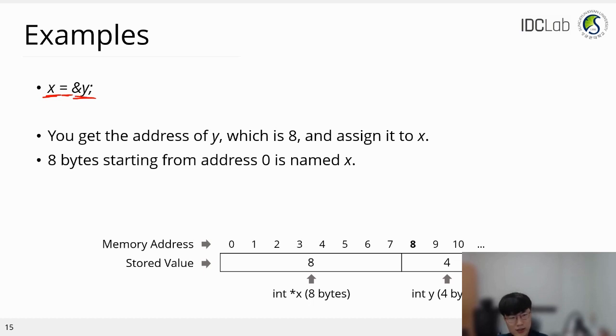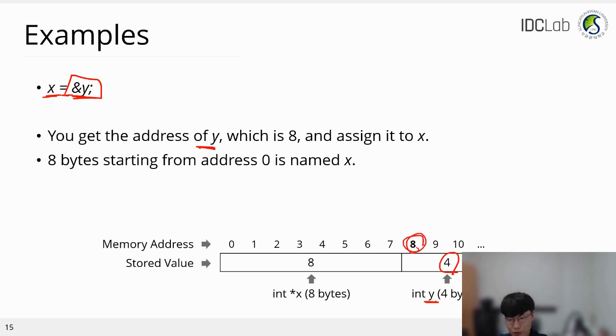Here, this expression means that we get the address of y. So what is the address of y? Let's take a look at the picture. We have y, and 4 is the value of y. And I told you that there are two numbers associated with the variable. One is value, and the other is memory address. The memory address of y is not 4, but 8.